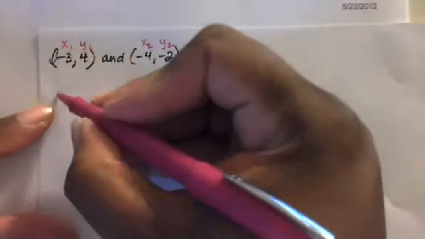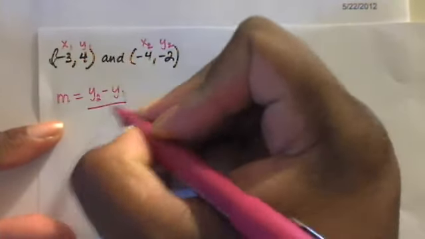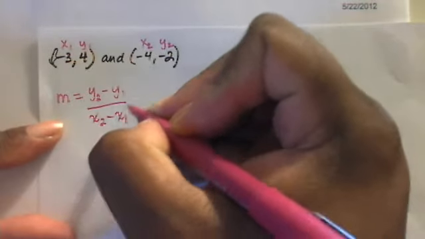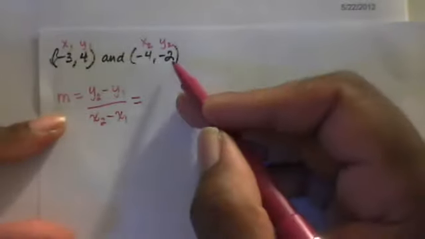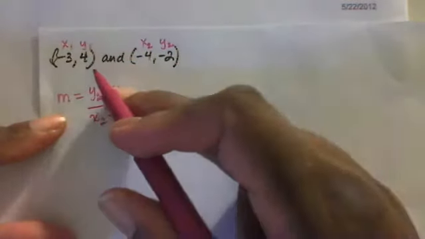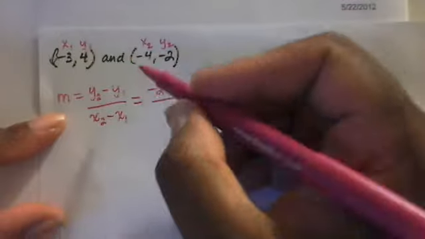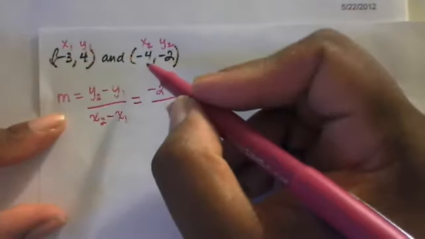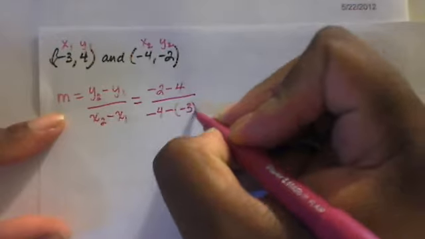Then we use the slope formula. m is equal to y2 minus y1 divided by x2 minus x1. In this case, y2 is -2 and y1 is 4, so y2 minus y1 will be -2 minus 4, divided by x2 minus x1. Well, x2 is -4 and x1 is -3, so x2 minus x1 will be -4 minus -3.